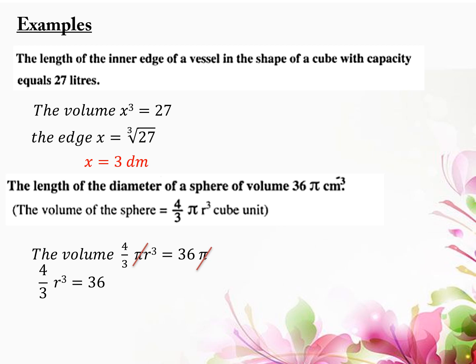Dividing by 4 over 3, we move the 4 over 3 to the right hand side by division, so r cube equals 36 divided by 4 over 3, then r power 3 equals 27. In this case we want to find r equals the cube root of 27, then r equals 3. R is the radius of the sphere, not the diameter. The diameter equals radius times 2, then the diameter equals 6.